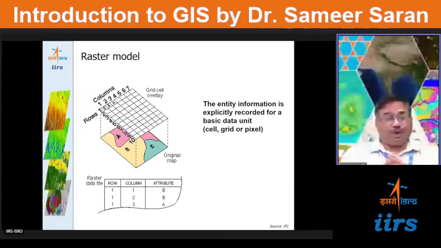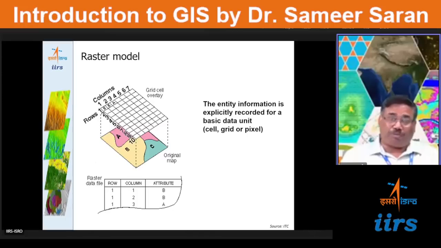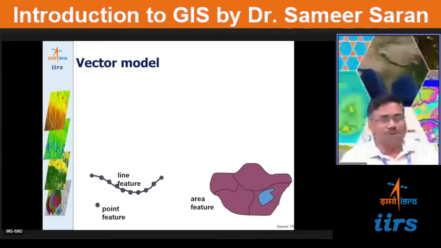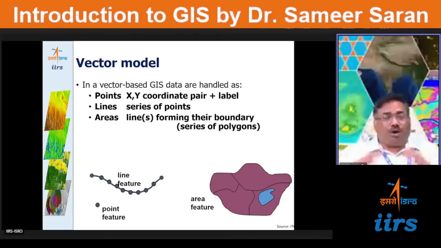If you look at these phenomena, the data structures of both these models are totally different. If you talk about the raster data model, where we are looking at field-based phenomena, you are storing this data in rows and columns. The entire entity information is explicitly recorded for a basic data unit. So you have rows, columns, and you have a value. Similarly, you are storing that data in the raster, which is a simpler data structure.